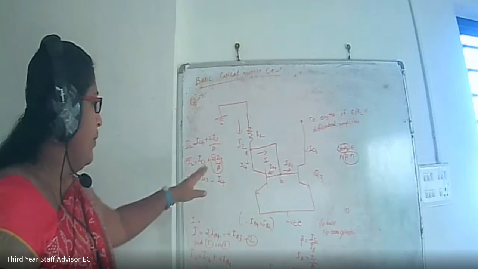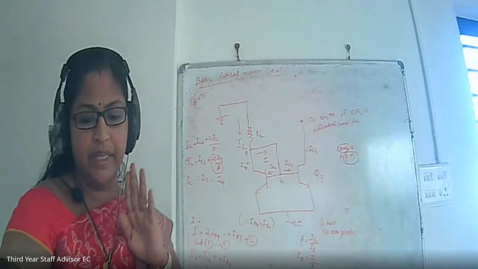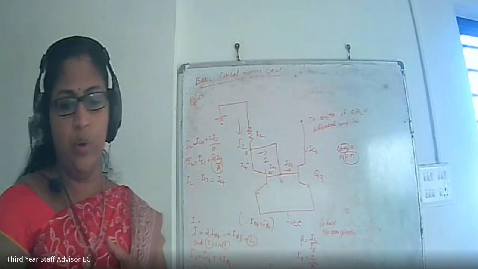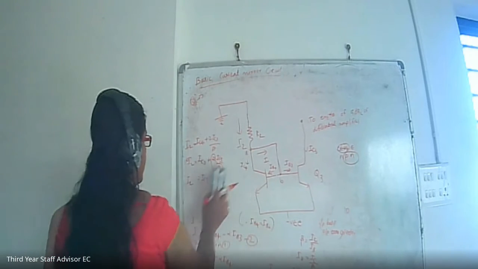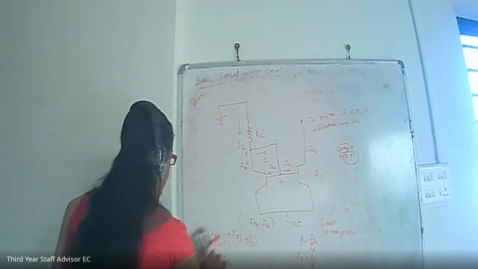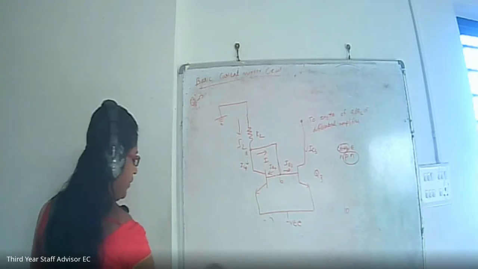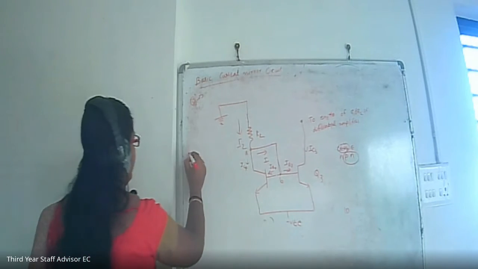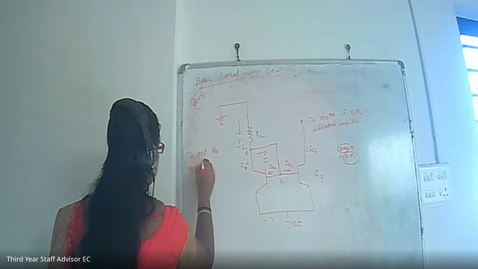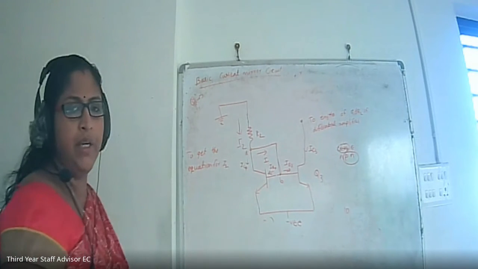Similarly, we can write I2 is equal to IC4, and next we have to get the equation for I2. What will be the output current? That is our aim. For that, we are writing the KVL equation for the emitter loop of the transistor Q3. This is our proof of current mirroring. Next, we have to write the equation to get I2.